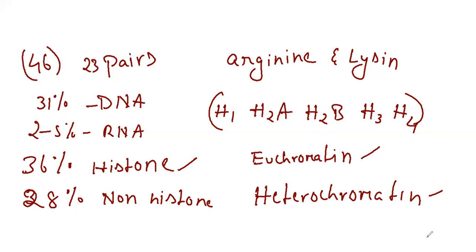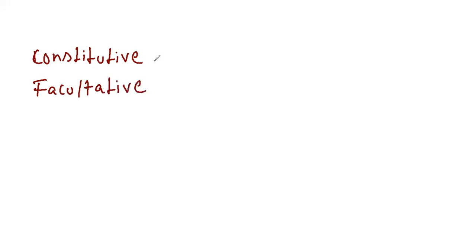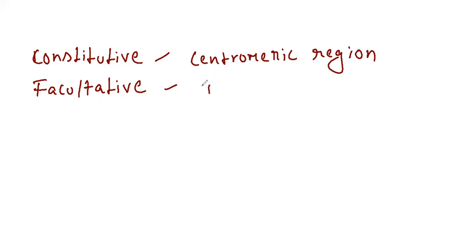And next, in the heterochromatin also, we have two types. Constitutive heterochromatin and facultative heterochromatin. So actually constitutive heterochromatin occurs in all the cells in all the stages. So that's why you can see this in centromeres, the centromeric region, because this chromatin must be there. And next, facultative, it occurs in only some cells, for example, bar bodies.